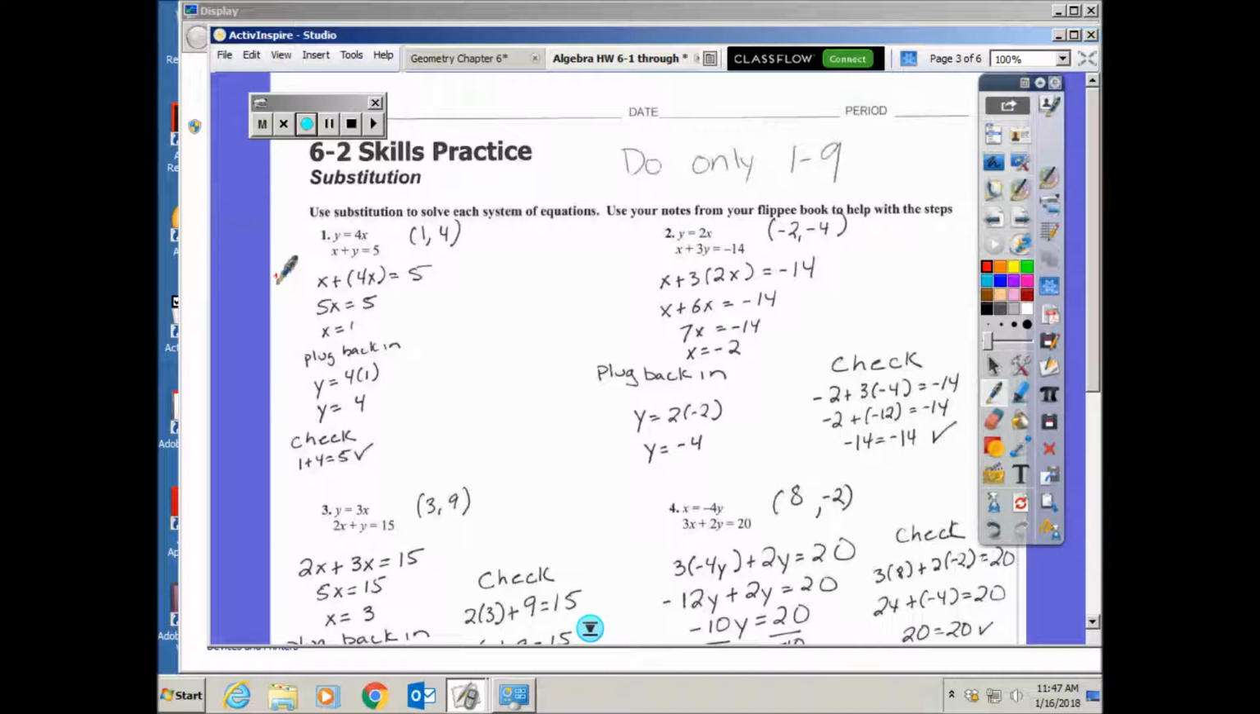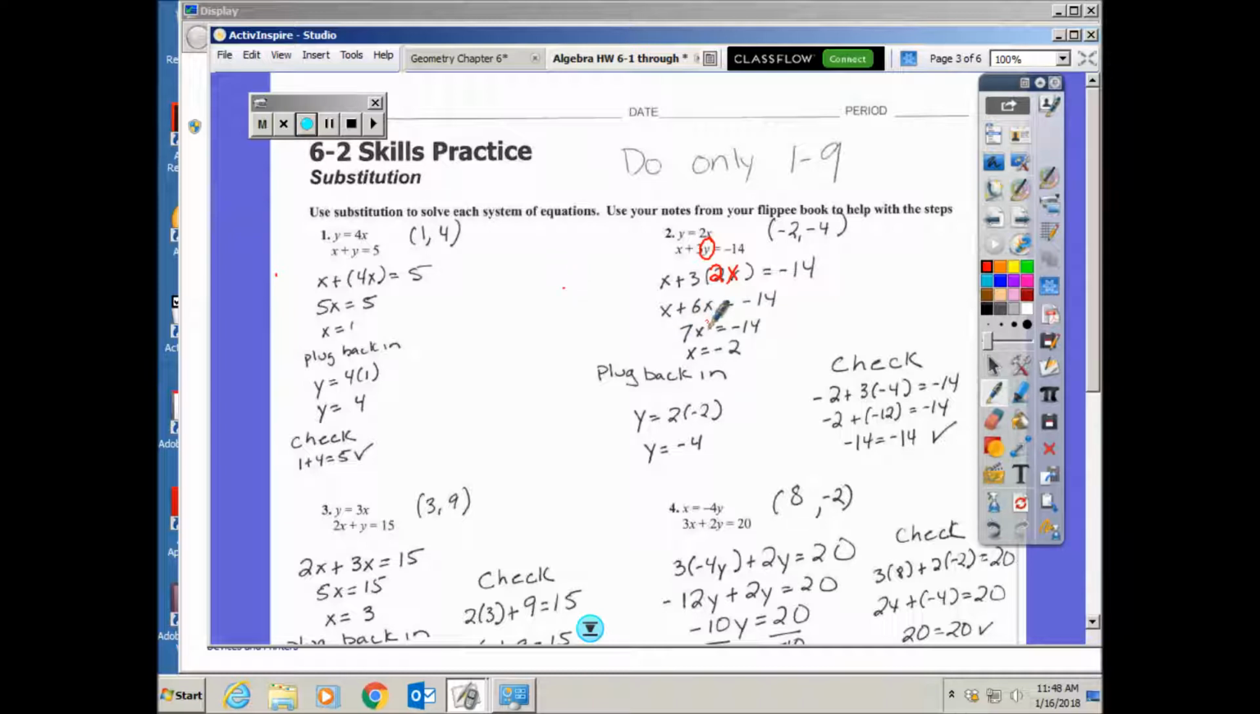Okay. So, here we're solving with y equals 2x. So, in the second equation, x plus 3y equals negative 14, I'm going to take out that y, and in the place of the y, I'm writing 2x. So it was x plus 3 times y. So instead of y, I have 2x, because I was told that 2x equals y. That's my substitution. So 3 times 2x is 6x.